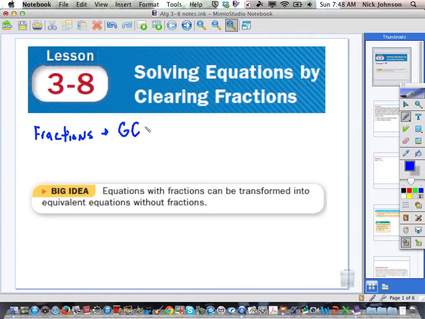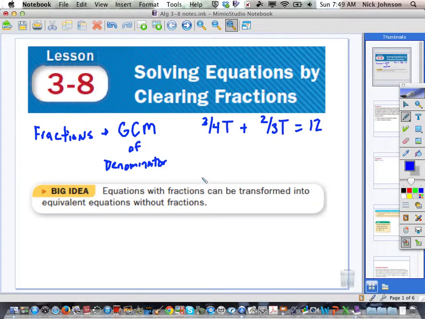Greatest common multiple. So for instance, if you had 3/4 t plus 2/3 t equals 12, you want to find the greatest common multiple of your denominators. If you look here, my denominators are 4 and 3.